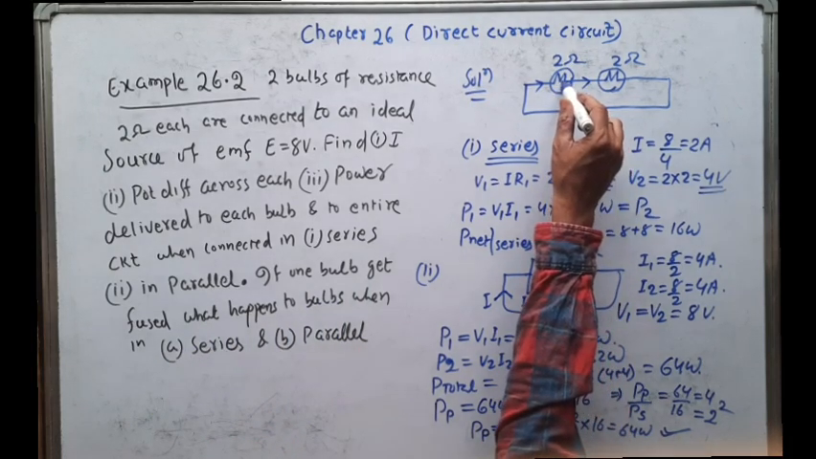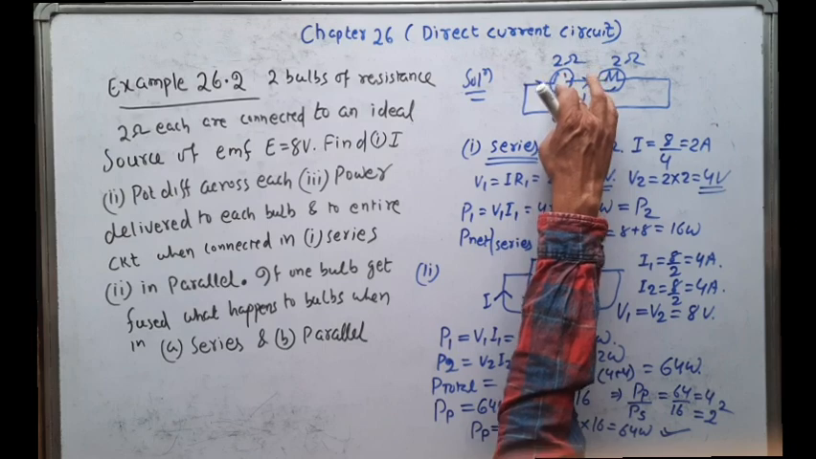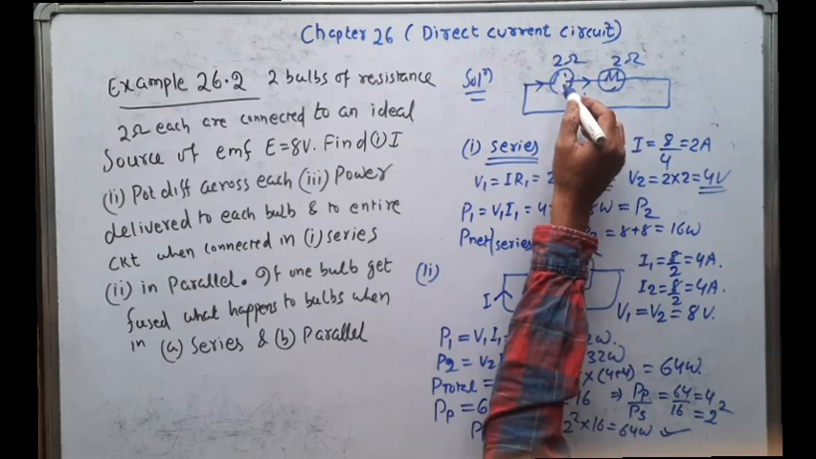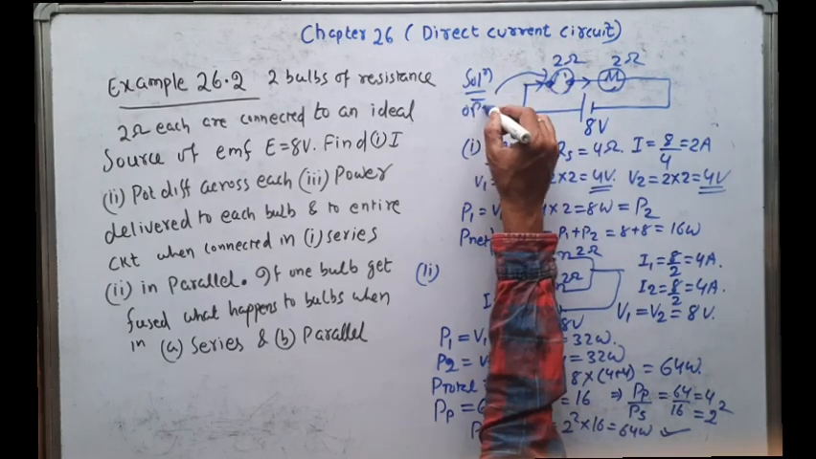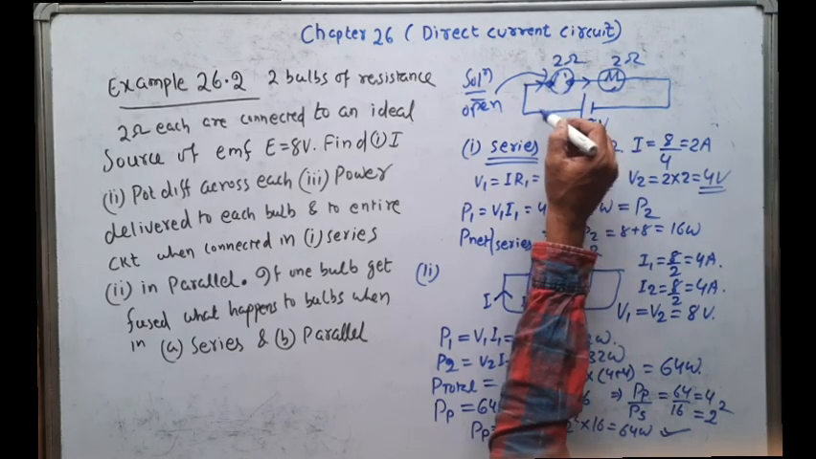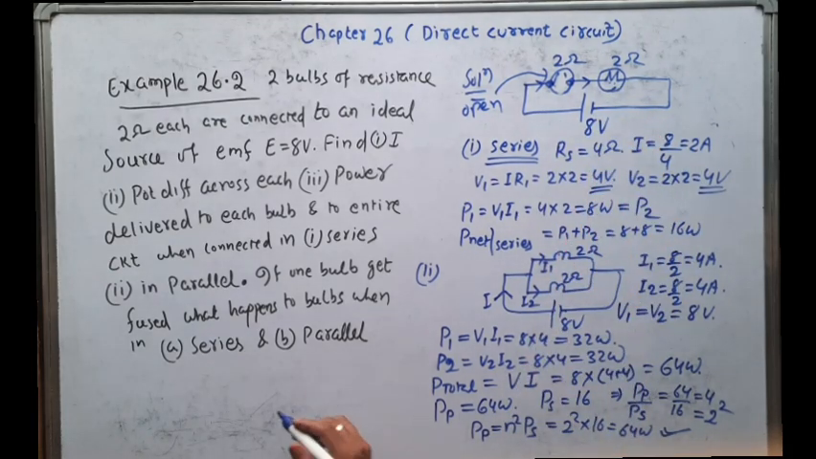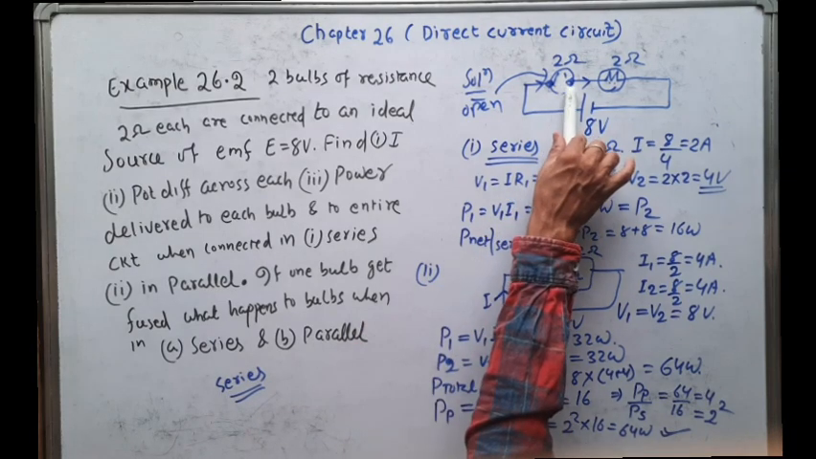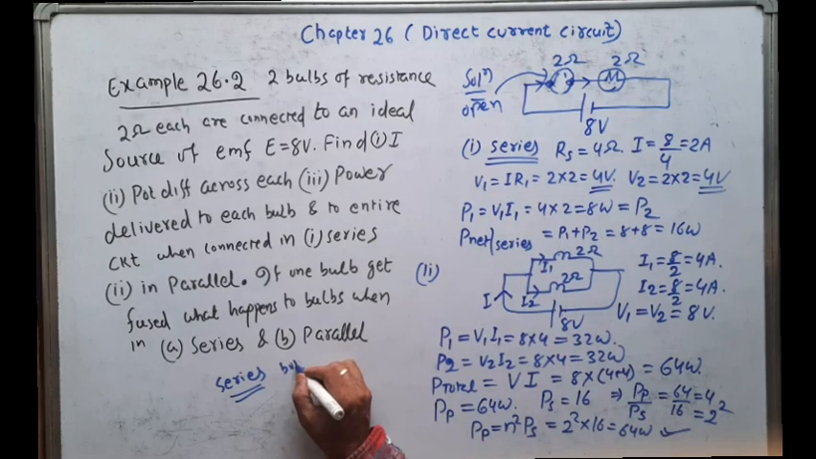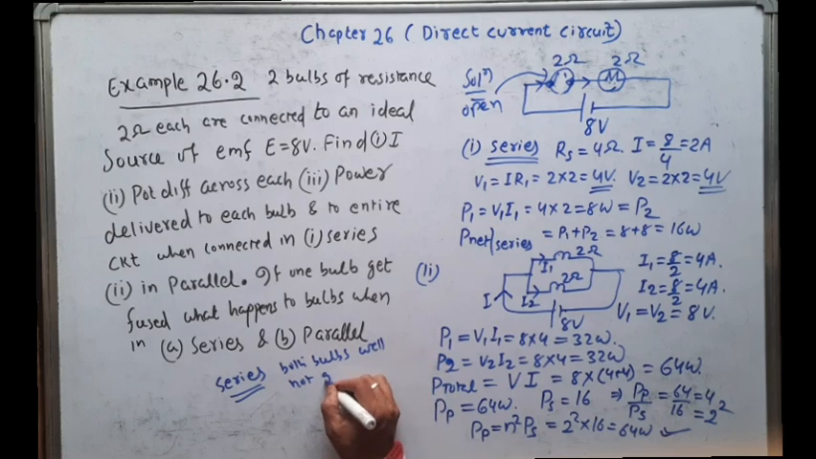You see, if one bulb is fused in a series circuit, one bulb fused means this tungsten filament wire will be broken. That means this point to this point will be open circuit. If it is open circuit, resistance is infinite. That means no current will pass through this path. That means the second bulb will also not glow. Okay. So in the series case, if one bulb is fused, what will happen? So both bulbs will not glow. This is the answer.